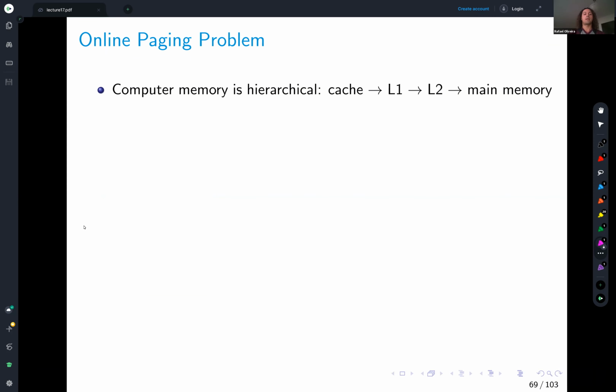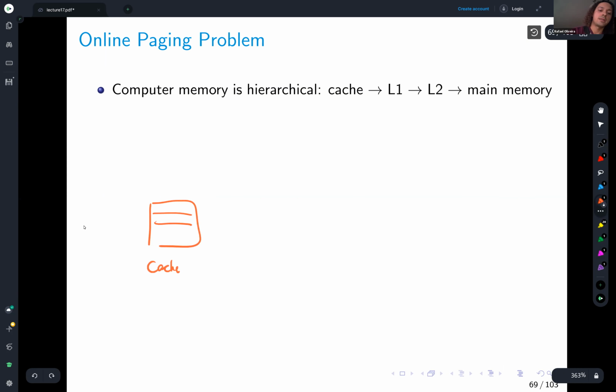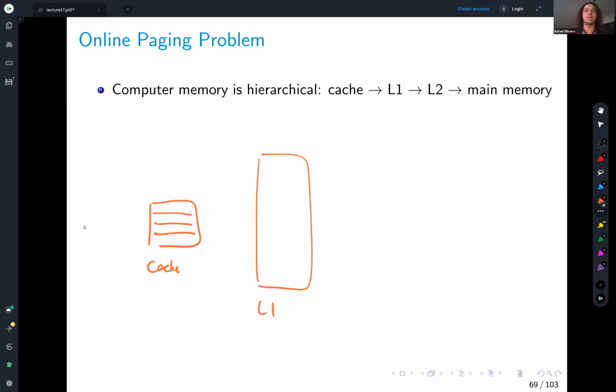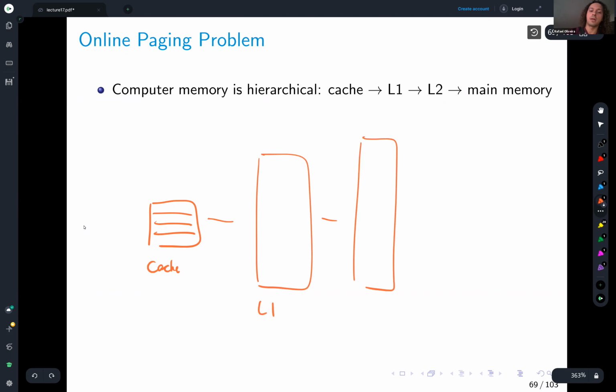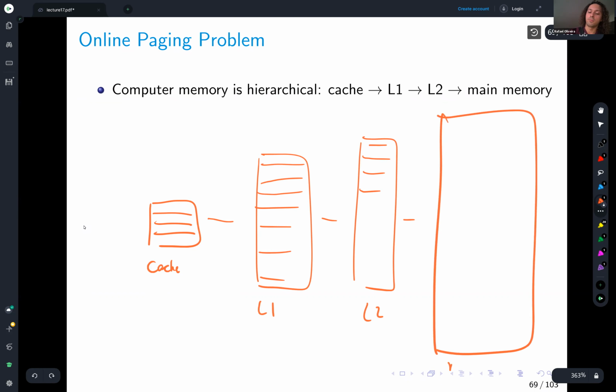We know that computer memory is hierarchical, right? So when you have your computer, we can model our memory essentially with your cache, which has some lines. And then after cache, we have a bigger memory, which is the L1, a secondary layer of cache, like in modern computers. And then we have L2, which is also bigger, and all of these have lines. That's how we can model them. And let's say we have main memory, which is really, really big, but really, really slow.